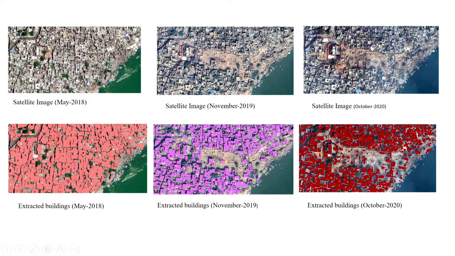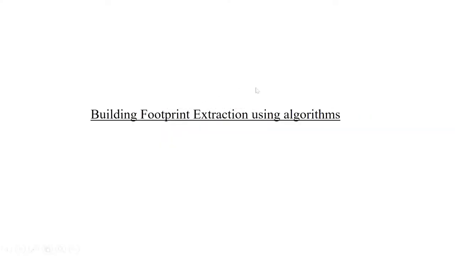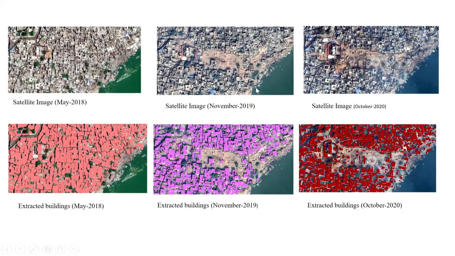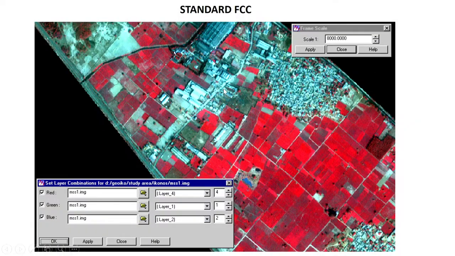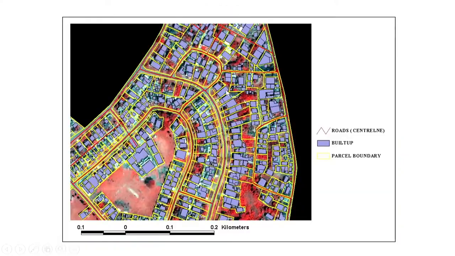So what I want to say is, for delineating and extraction of building footprints, we are now using various machine learning algorithms by which we can generate the map at a very fast rate, okay. So this is basically a standard FCC, okay. Second thing is, now in a city, you see, we want to find out what is the building footprint map, what is the road, and what you see in red is the center line of the road.